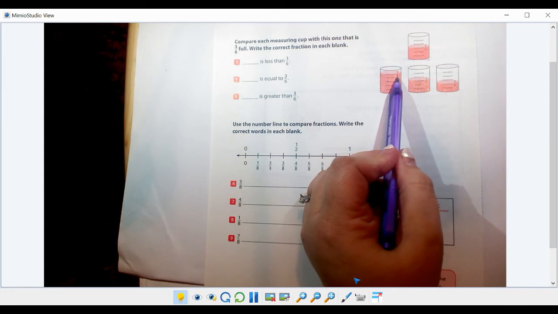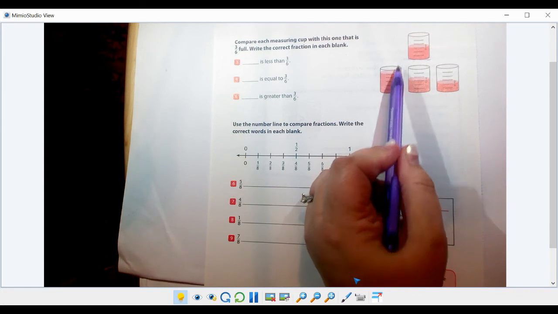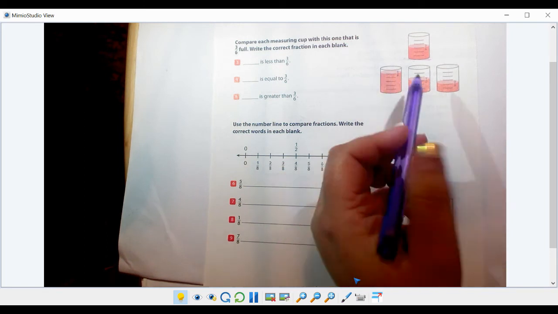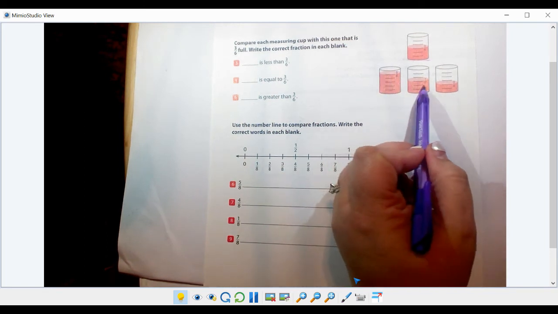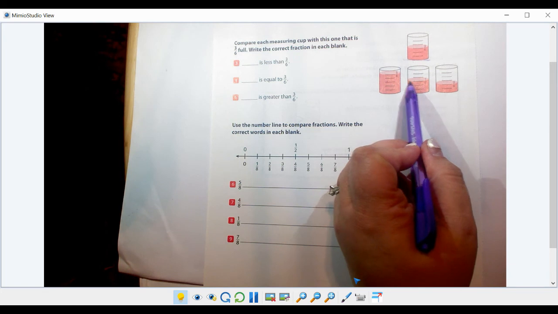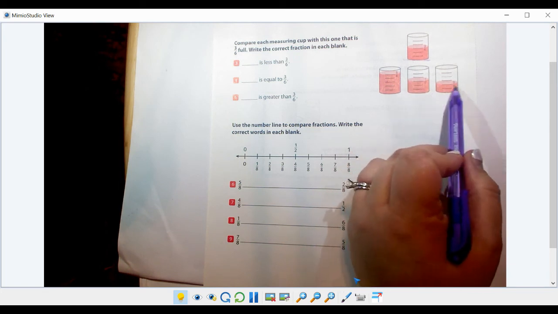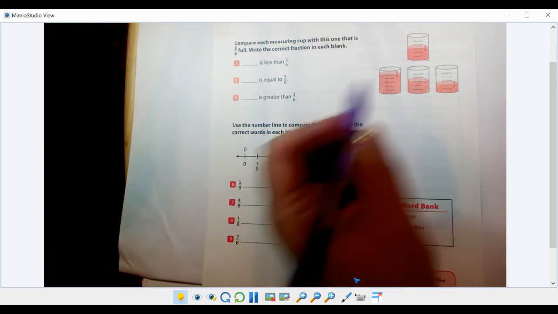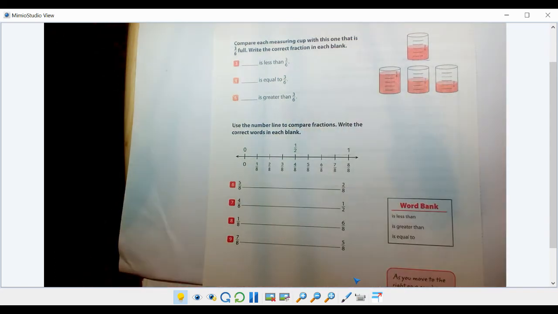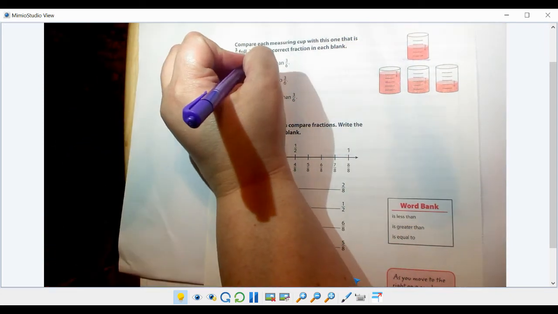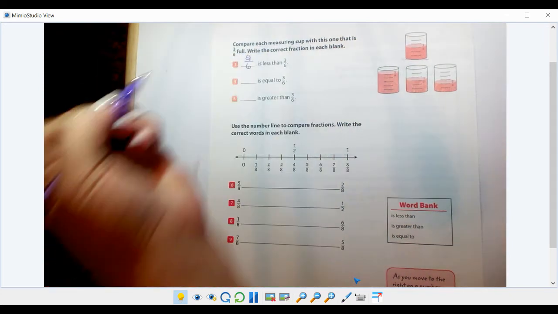We have 5/6 here. That's obviously more because it goes up to the fifth line. This one goes 1, 2, 3 lines, but it's 1/2. And this one goes up 2 lines, and so that's 2/6. So if I look at this, going up 2 lines is definitely less than going up 3 lines. So 2/6 is our fraction that's less.